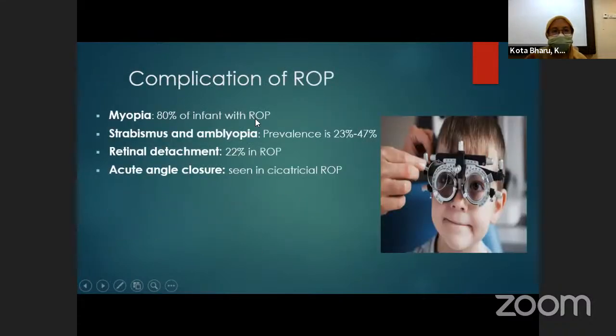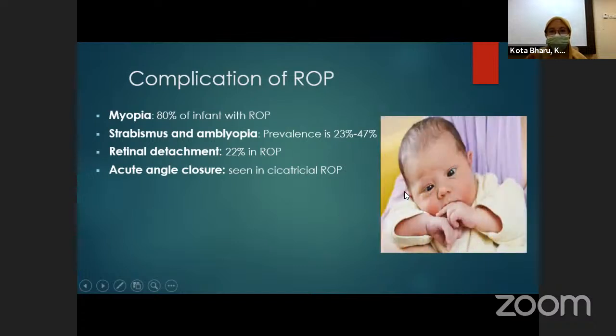These are a few complications of ROP that we have to look for during our follow-up. First is myopia. 80% of infants with ROP have myopia. Strabismus and amblyopia, the prevalence is about 23 to 47%. Retinal detachment, 22% in ROP, and acute angle closure seen in cicatricial ROP.